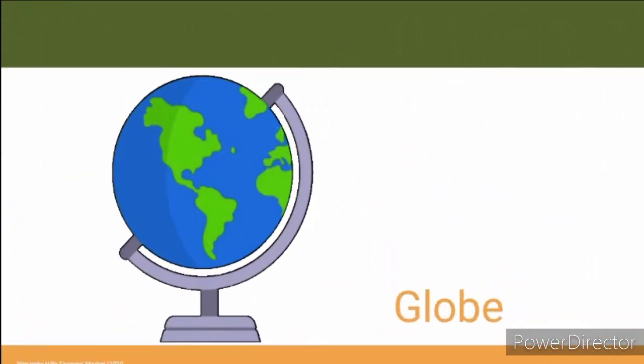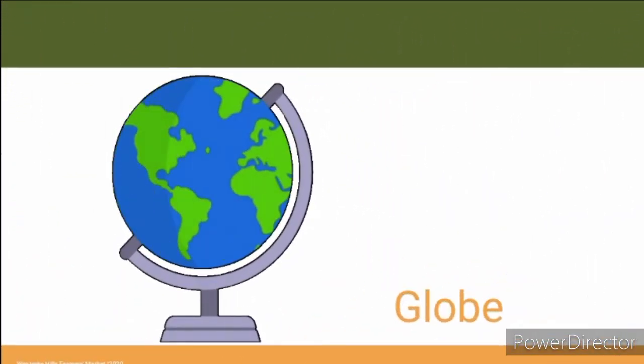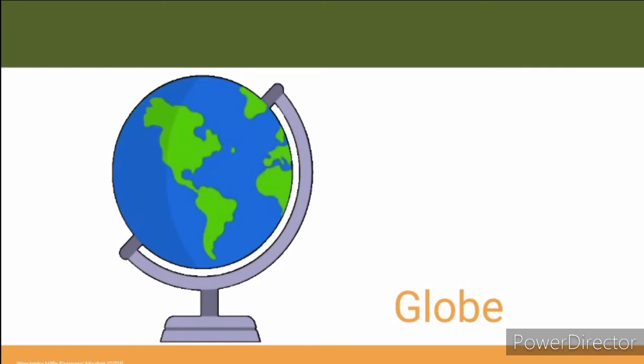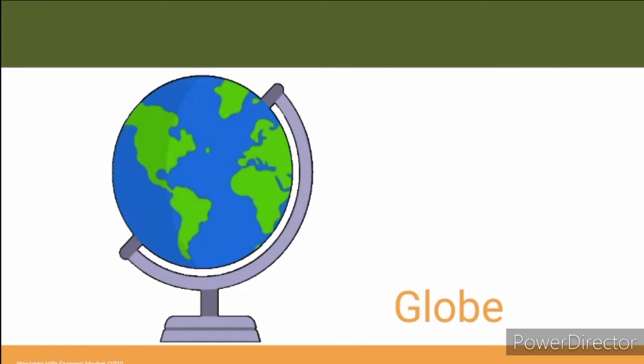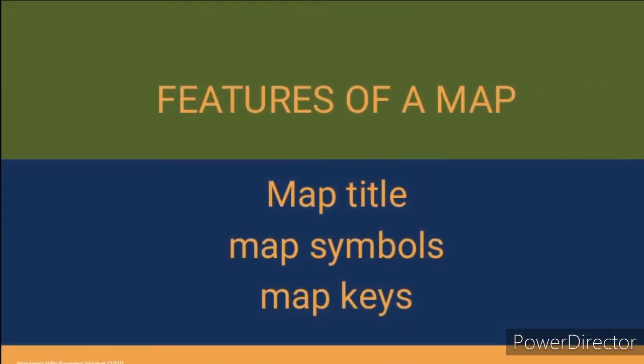Before we go to the features of a map, maps can be drawn on a ball. When a map is drawn on a ball, we call it a globe. This is an example of a globe. A globe is a round object that has a map drawn on it, or we can say a globe is a ball that has a map drawn on it. Now let's go over to the features of a map.